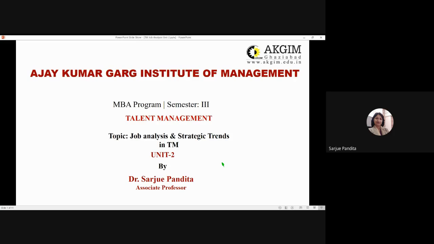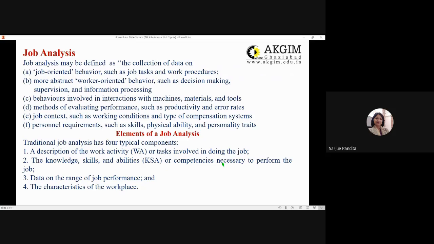Good morning, dear students. Today we'll be discussing job analysis and strategic trends in talent management. So, when we talk about talent management, job analysis is an integral part of talent management. So, basically, what is job analysis?